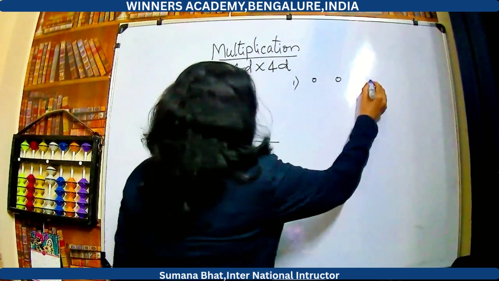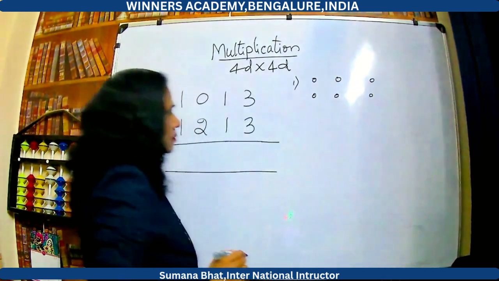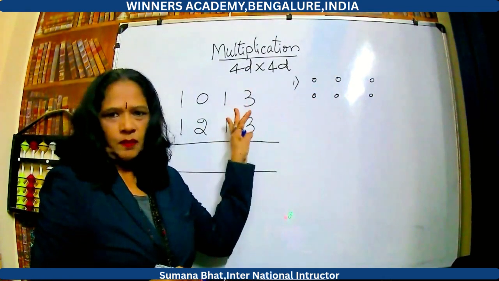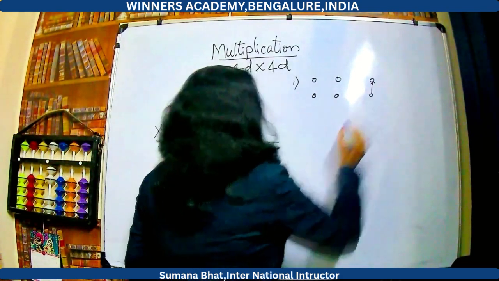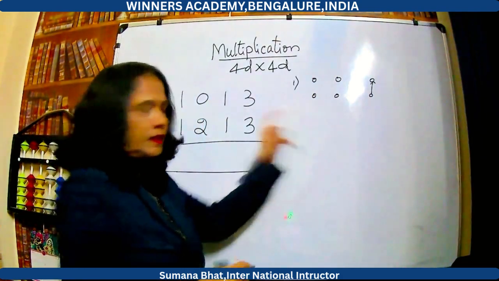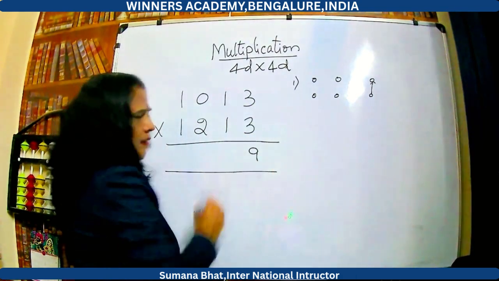We have 4 numbers like this. I'll take these 4 dots as the 4 numbers. So I'll show the pattern. First, multiply these two, meaning units and units. These two, 3 into 3, 9.